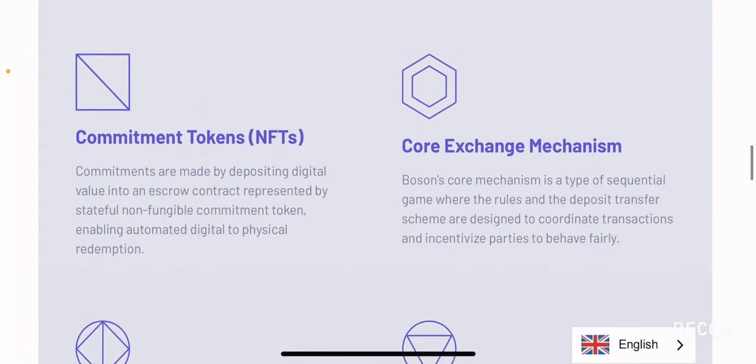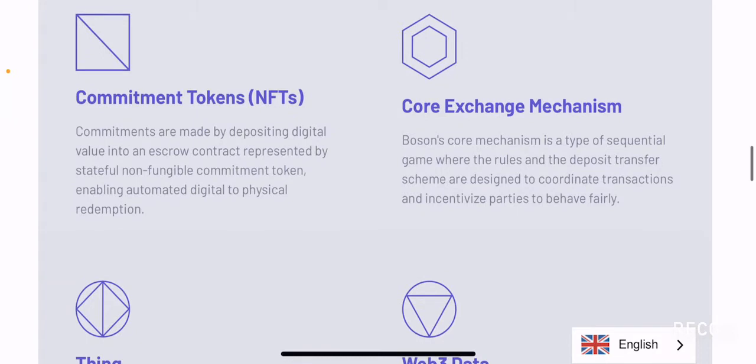Commitment tokens, called NFTs. Commitments are made by depositing digital value into an escrow contract, represented by a stateful non-fungible commitment token, enabling automated digital to physical redemption. Again, as I mentioned, whenever you want to buy something, your commitment is tokenized to form an NFT, which can also be purchased and sold and redeemed for the actual physical good, which is pretty good.